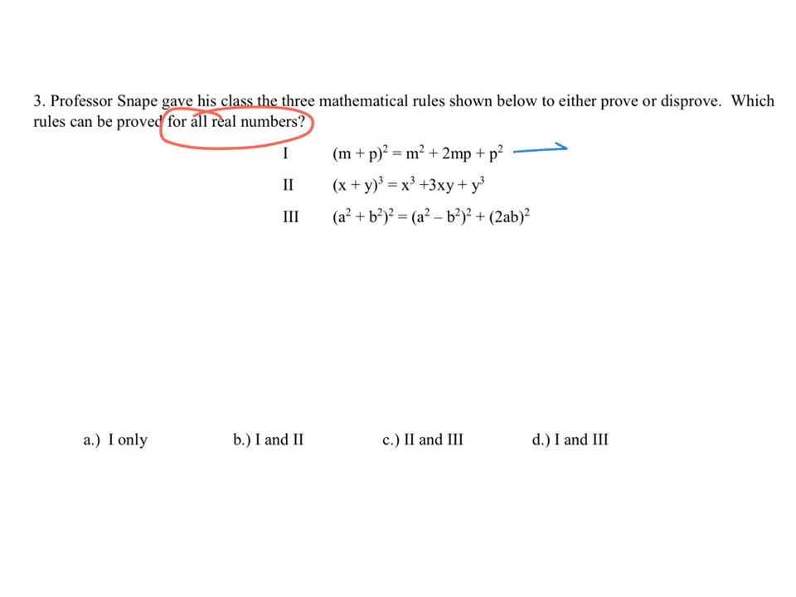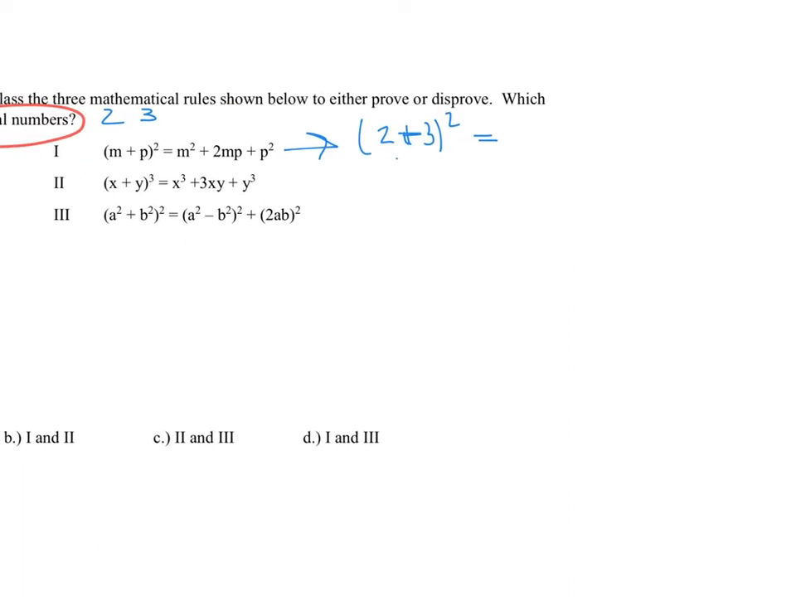So I'm going to do the first rule. I'm going to use 2 and 3 for all of these. I'll make m 2 and p 3 first. So what I'm first going to do is plug in for the first side. So I have 2 plus 3 squared. So that's the first side. And I'm going to see if it equals 2 squared plus 2 times 3 plus 3 squared. So all I'm doing is putting in 2 and 3 into the m and the p.